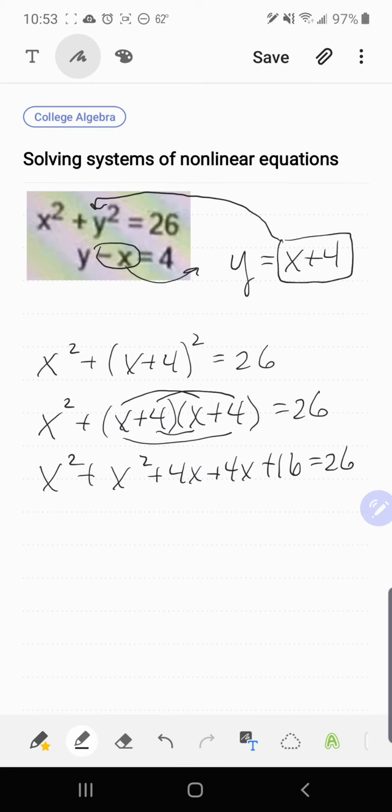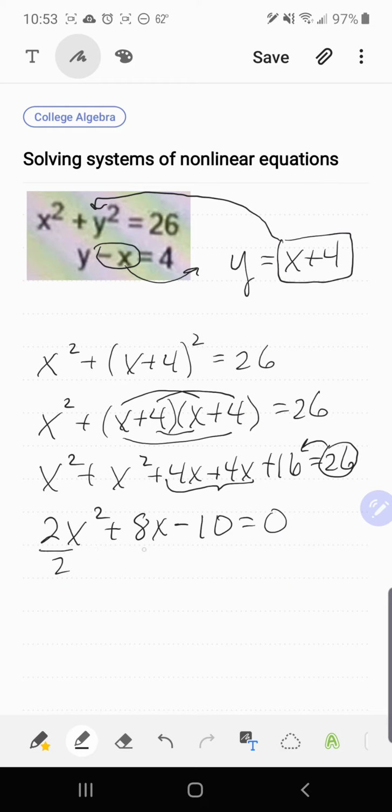Oh, and since this is quadratic, we're going to have to set it equal to 0. Here we go. x squared plus x squared, that's going to give me 2x squared. 4x plus 4x, that's going to be 8x. And if I bring the 26 over, that'll make it negative. 16 minus 26 will give me negative 10. Now I've got my quadratic, I've got it equal to 0, and now I'm going to reduce if I can. And it turns out that I can divide everybody by 2, and that'll reduce my coefficients.